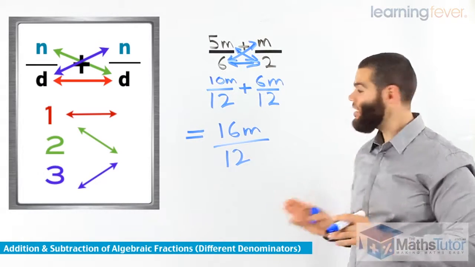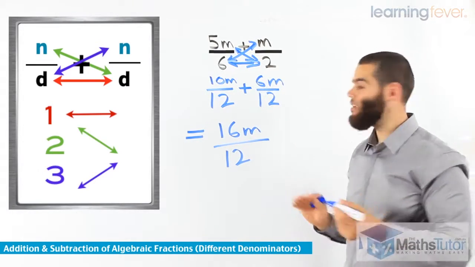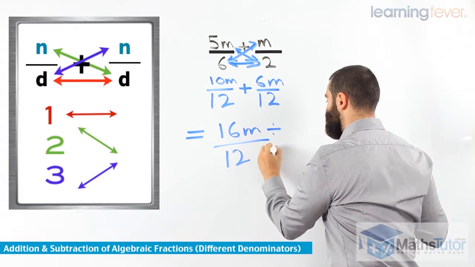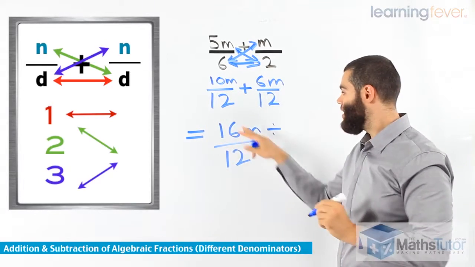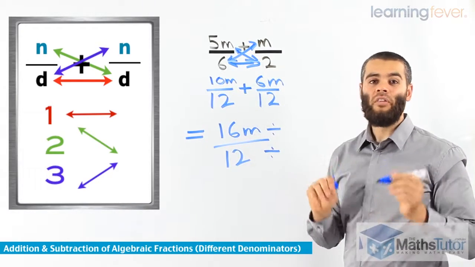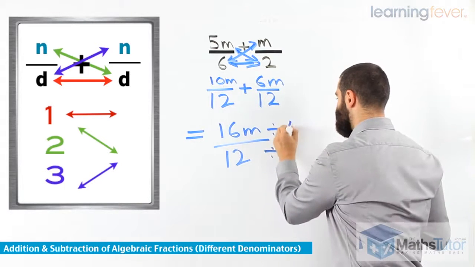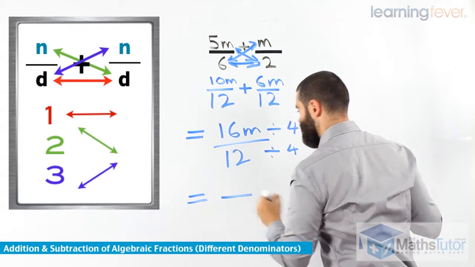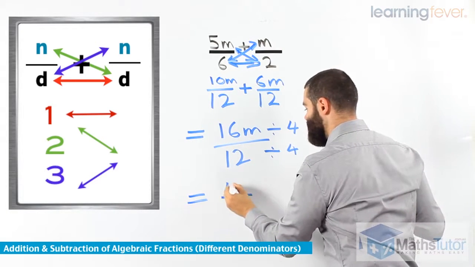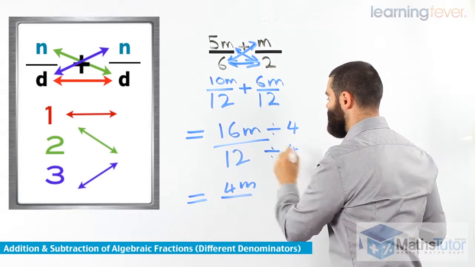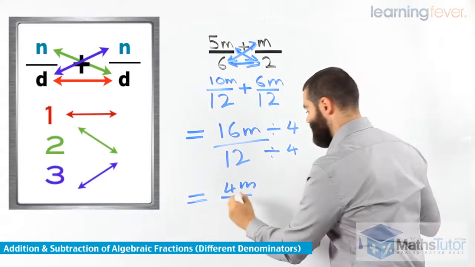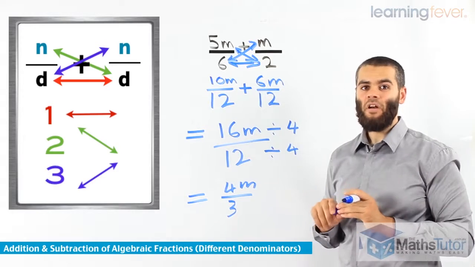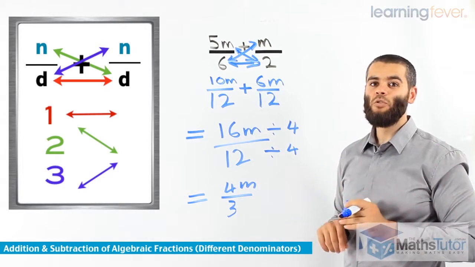Can we simplify? In this case, yes, we can. We notice 16 over 12 can be simplified. We divide by the highest common factor. In this case, for 16 and 12, the highest common factor is 4. 16 divided by 4 is 4, put our m, and 12 divided by 4 is 3. Our answer is 4m over 3. Let's do 2 more examples.